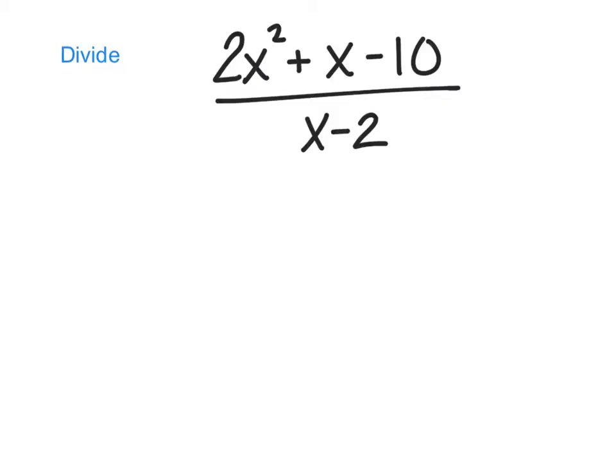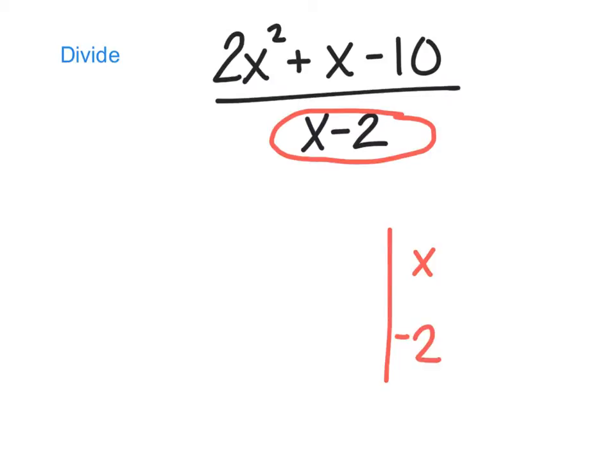All right, let's try another one. Divide 2x squared plus x minus 10 by x minus 2. And again, we'll use the tabular method. So setting the box up, the x minus 2, so I'm going to have an x and a minus 2 on this side. Okay, so I know I only need 2 going across. Now I have to figure out how many boxes I need going up and down.